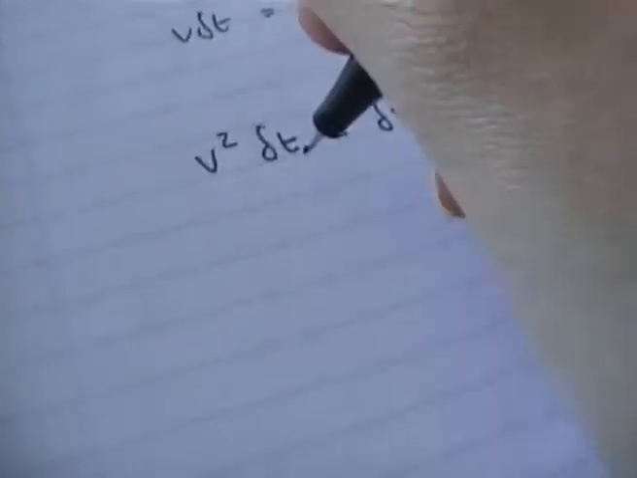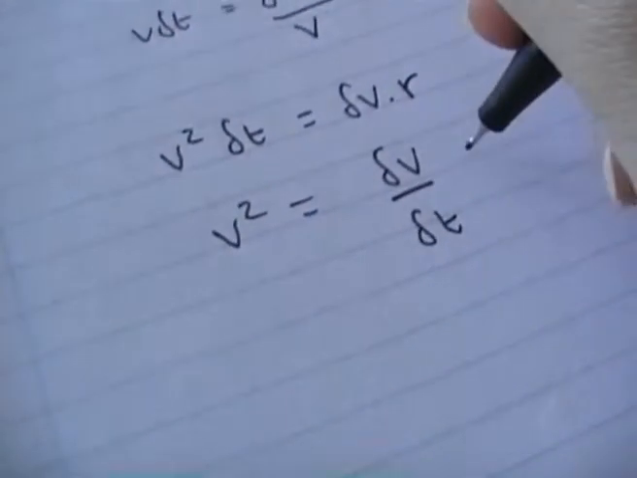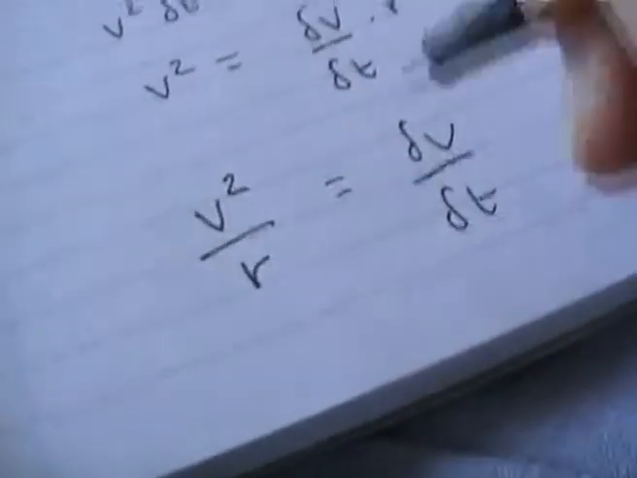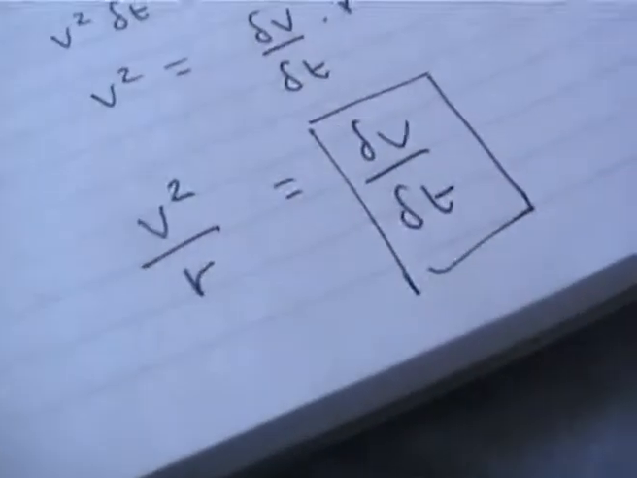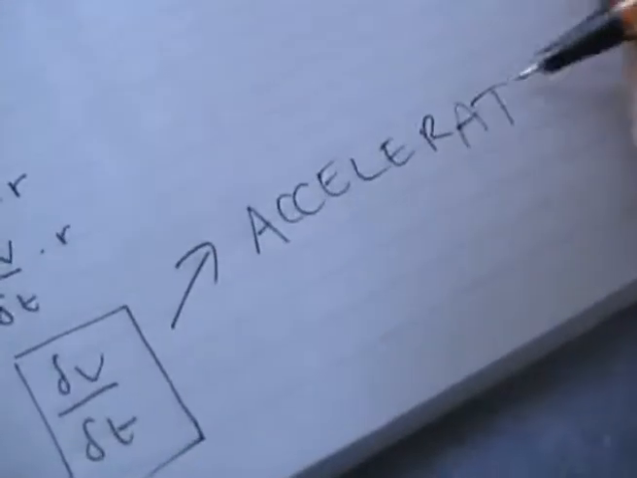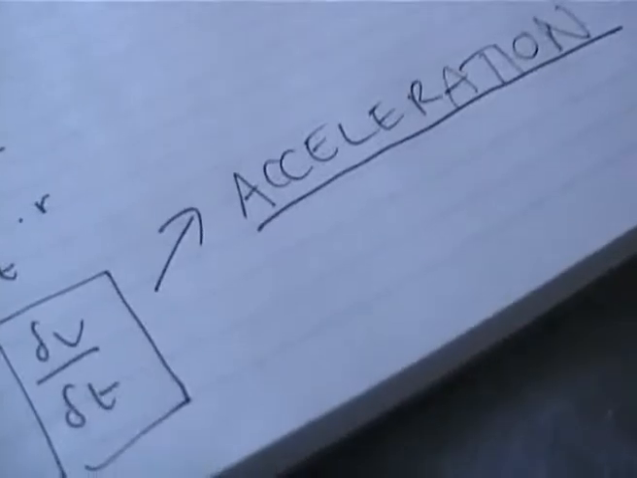And now let's divide through by delta t. So we now have v squared equals delta v over delta t times r. And now let's divide through by r, and we end up with v squared over r equals delta v over delta t. And you might notice, and I hope you notice, that delta v over delta t is acceleration. So basically, we have derived acceleration from our little diagram. Yeah, very nice.